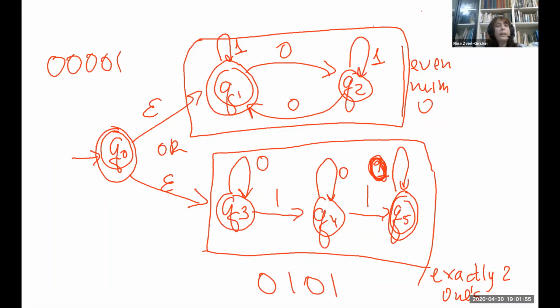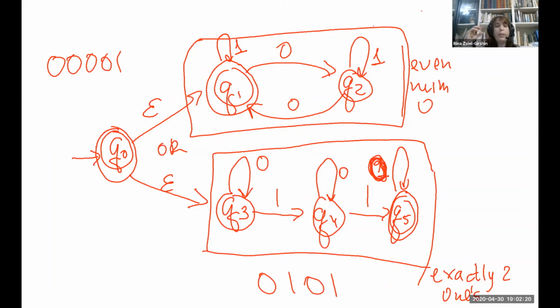So do you understand the solution? Any questions? What happens if in Q5 you get a 1? If you have only 1, 1? Now in Q5, what happens if you get a 1? You don't have a transition, so the word won't be accepted.